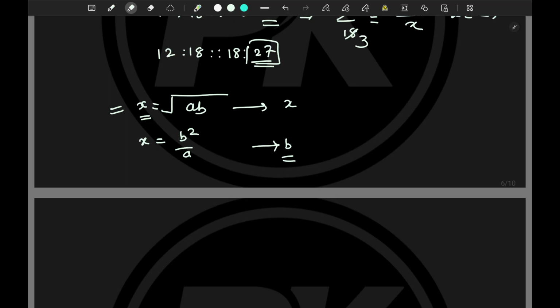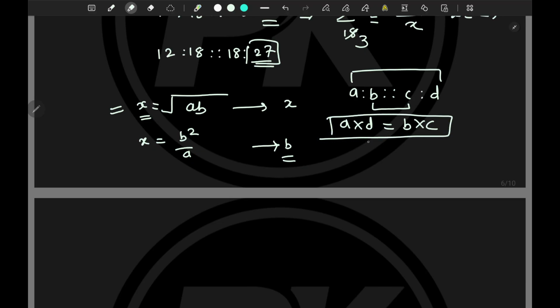And as I said, if you forget the formula, just remember the product of extremes. If you have the ratio, let's say a as to b is in proportion with c as to d, always remember the product of extremes, a into d, is equal to the product of means, that means b into c. So remember: the product of extremes is equal to the product of means.